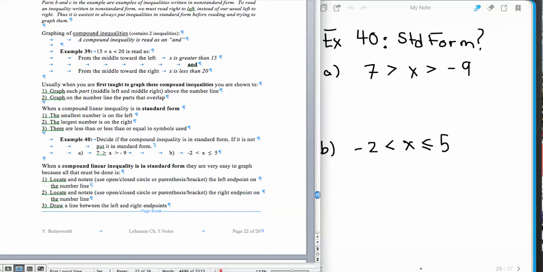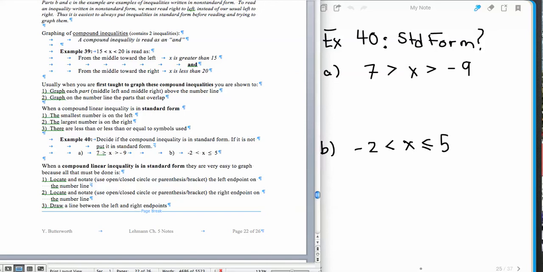When you're first taught this method of graphing a compound linear inequality, we're usually shown to graph each part, the middle to the left and the middle to the right, above a number line. And then on the number line, we're shown to graph the part that overlaps. But if we have a compound linear inequality in standard form, all we have to do to make the graph is graph the left endpoint, graph the right endpoint, and draw a line in between them, making sure that we mark the endpoints correctly as we were being shown with a simple linear inequality.